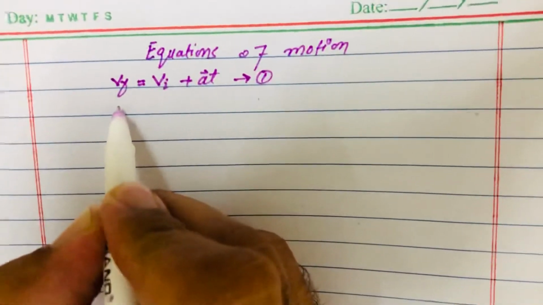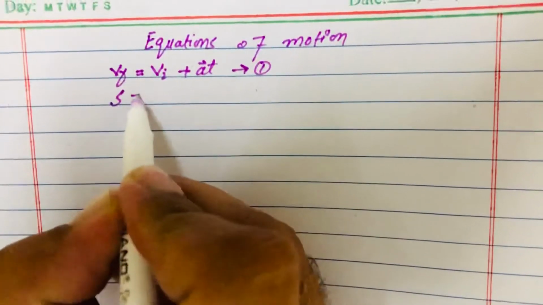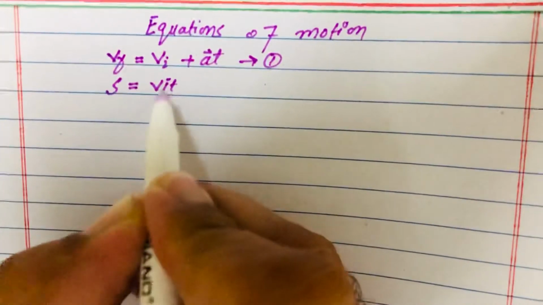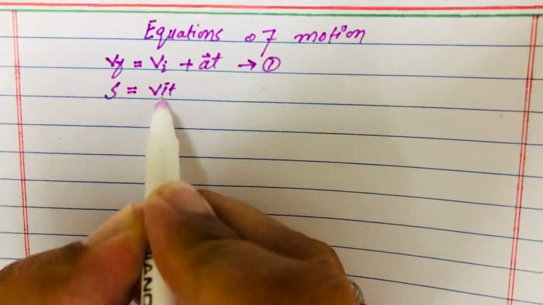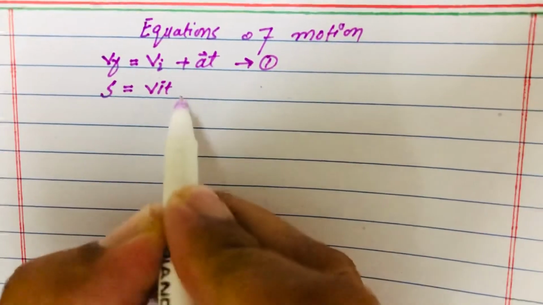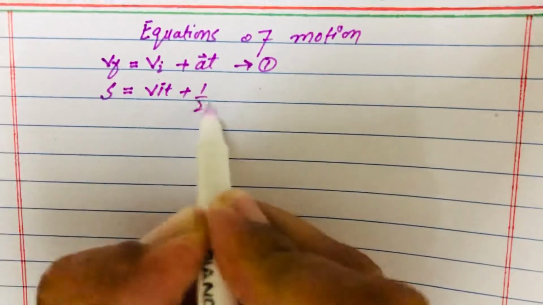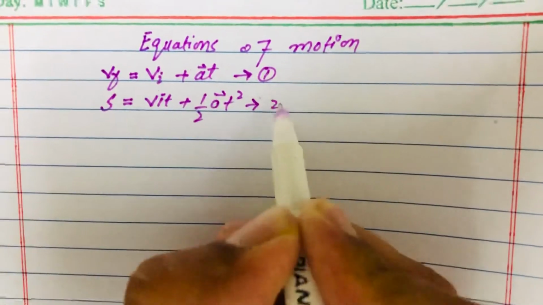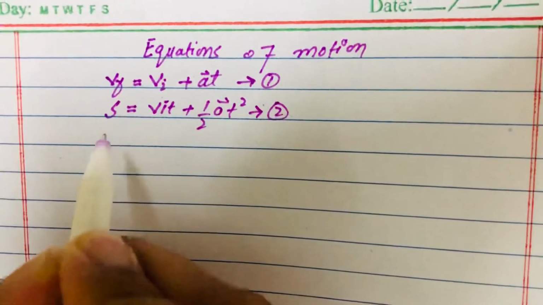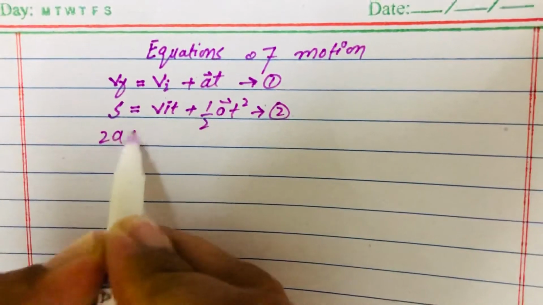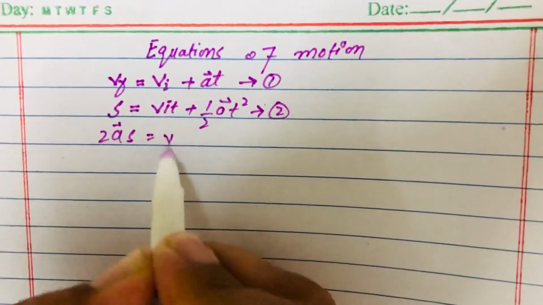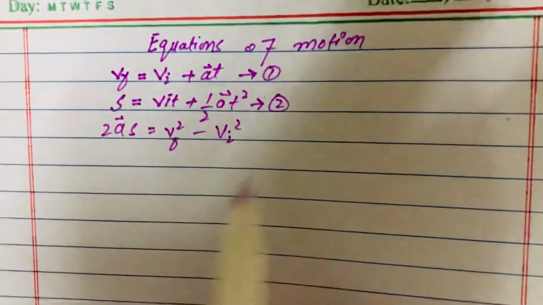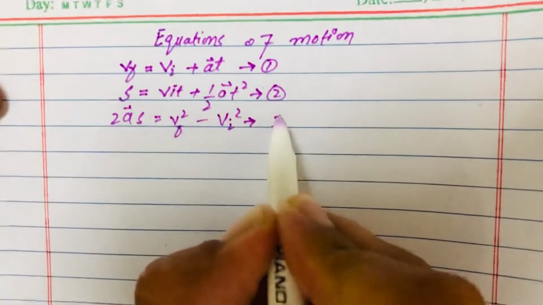The second equation is s equal to Vi t, Vi means initial velocity, t means time, plus half a t square. This is equation number second, while the third equation is 2as equal to Vf square minus Vi square. This is the third equation of motion.